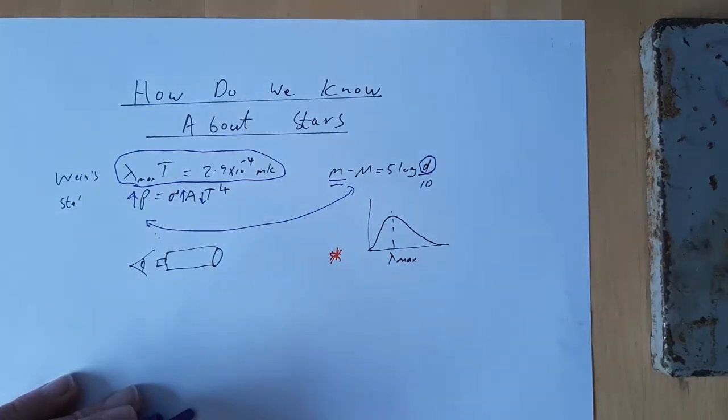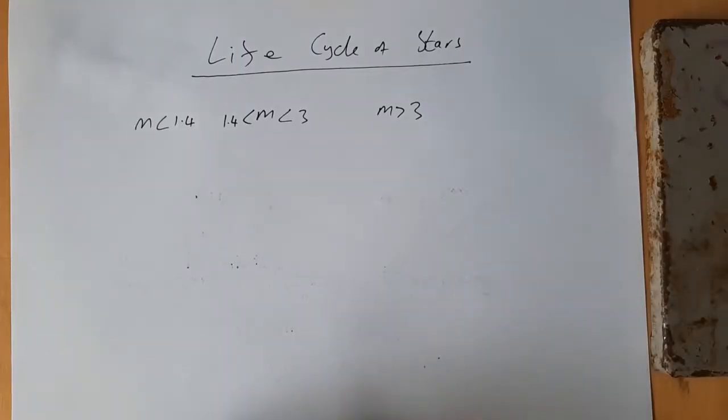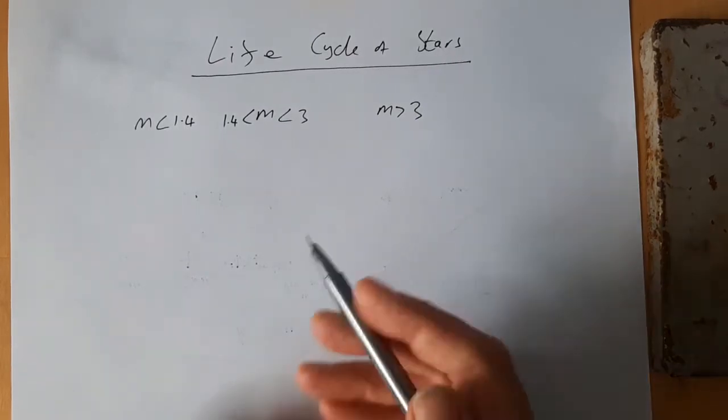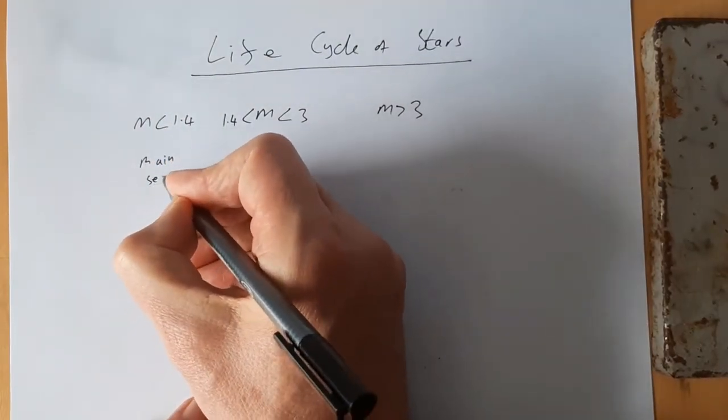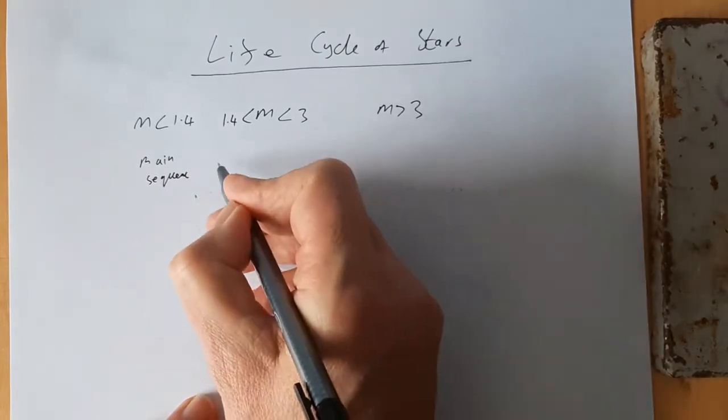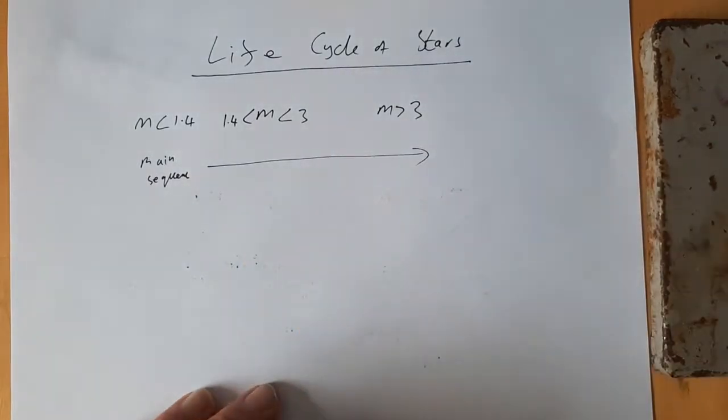Okay, we're going to do a bit about the life cycle of stars. Some of this you need to know, some of you don't, but I think if you don't do the whole thing, you don't get the picture. So all stars start as this thing called main sequence. That means that they're in their stable burning phase, like our sun is at the moment, producing lots of energy by nuclear fusion.